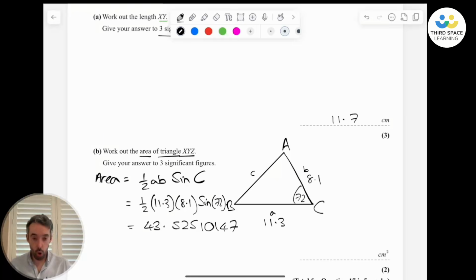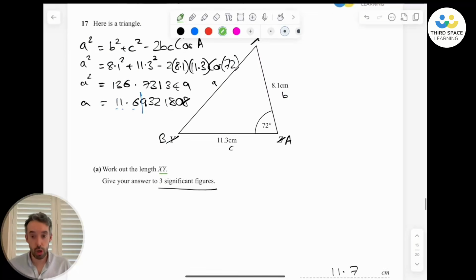Straight into the calculator, and the area is 43.52510147. Always write down the whole calculator screen. And now it must be just three significant figures. So 1, 2, 3, draw a line. It's going to be 43.5 centimeters squared.